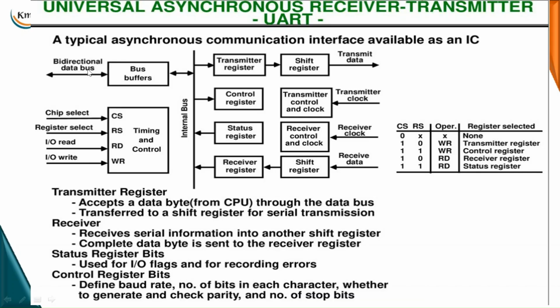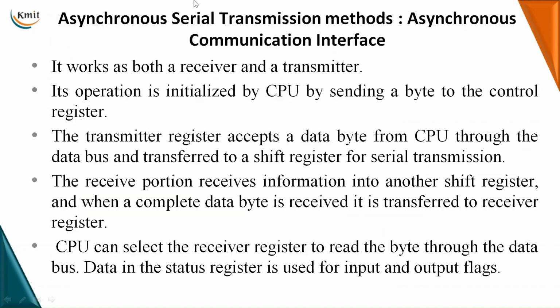If it is free, then it places the data onto the data bus, which is transferred into the transmitter register, then to the shift register. From there, it will be transmitted to the shift register of the receiver and then into the receiver register before being given as an output to your monitor. So this is how the asynchronous communication interface works. It works as both a receiver and a transmitter. Its operation is initialized by the CPU by sending a byte to the control register.